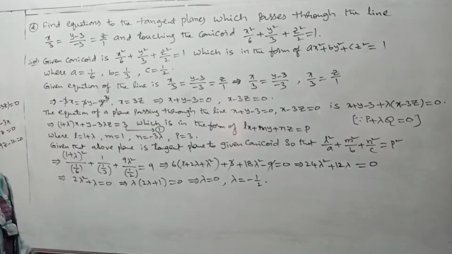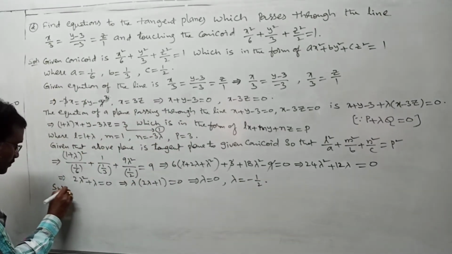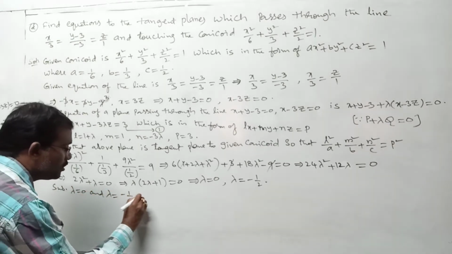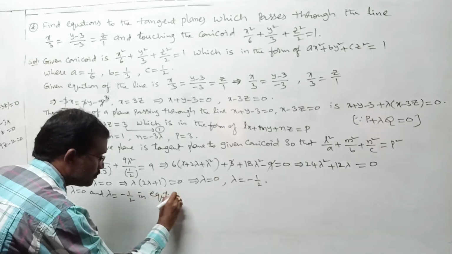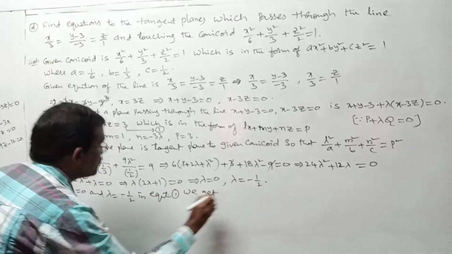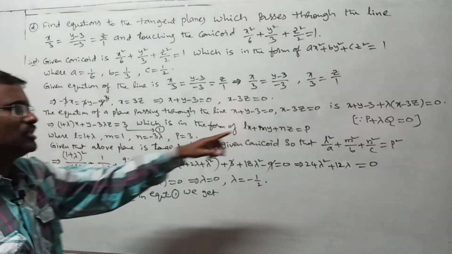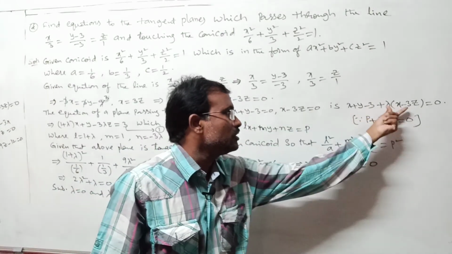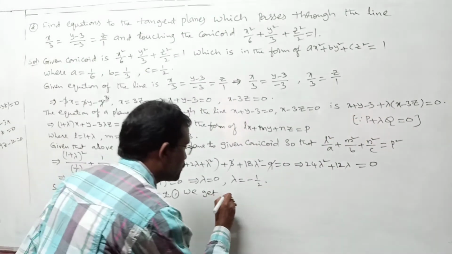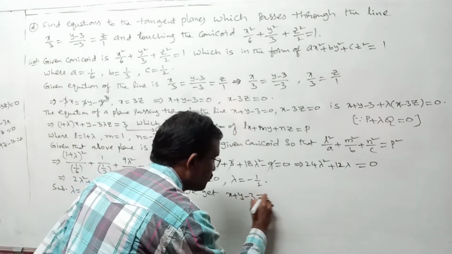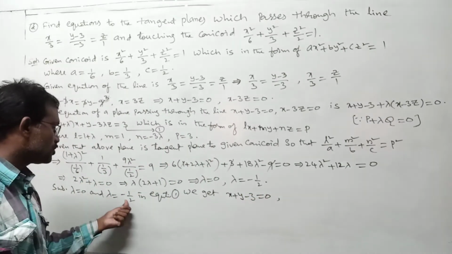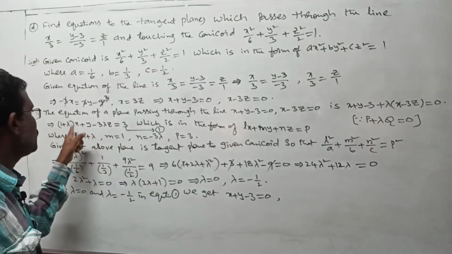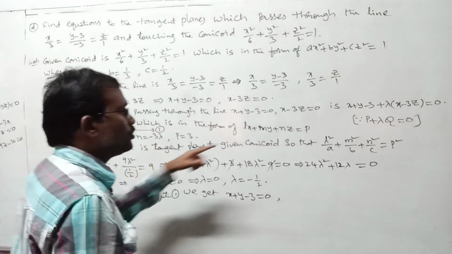Both results substitute in equation 1. Substituting lambda equal to 0 and lambda equal to minus 1 by 2 in equation 1, we get, first substitute lambda equal to 0 here. Anyway both this and this one are the same. If you substitute lambda equal to 0, this becomes cancelled. Here it is x plus y minus 3 equal to 0. This is one equation. Next substitute lambda equal to minus 1 by 2, here or here, anywhere you can substitute.